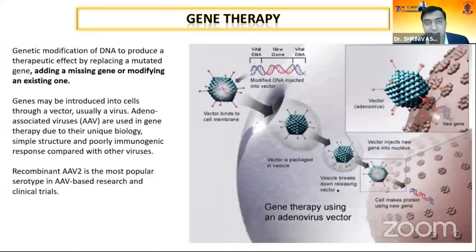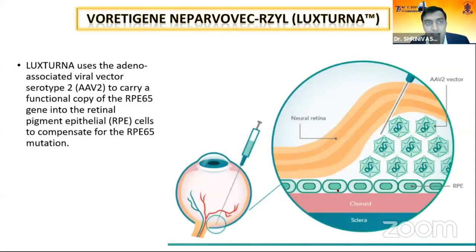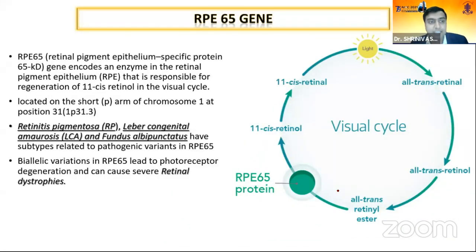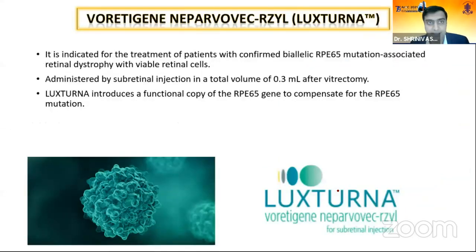Then we have gene therapy, which is adding a missing gene or modifying an existing one. Here we have the Voretigene, that is Luxturna, which is carried through the viral vector AAV2. It is helpful in retinitis pigmentosa, LCA, and fundus albipunctatus.